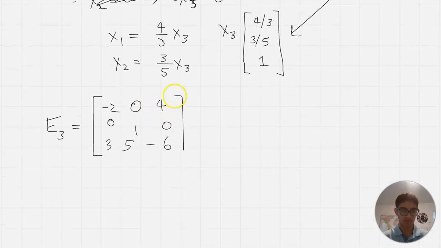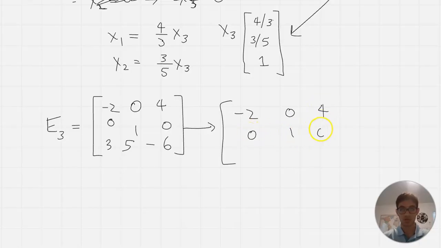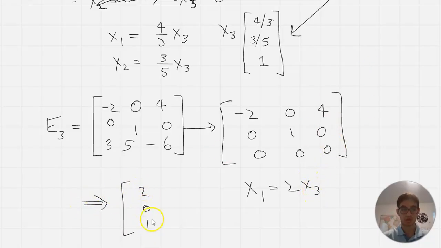All right. What do we do here? Well, okay, if we multiply this by 3 halves, we're going to get 3 and 6, and then we add this to this, and those cancel out. So essentially, we have -2, 0, 4. Then we have 0, 1, 0. The bottom one becomes 0, 5, 0, but that cancels out, so that goes away as well. And so that tells us x2 is 0. It has to be. And then x1, so we have x1 equals 2x3. And so this gives us a final answer of 2, 0, 1.